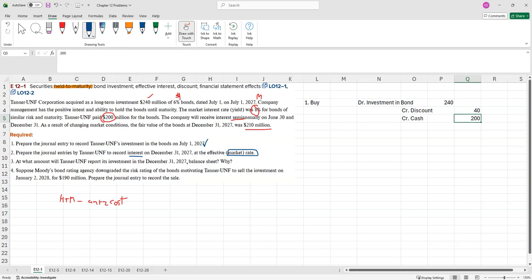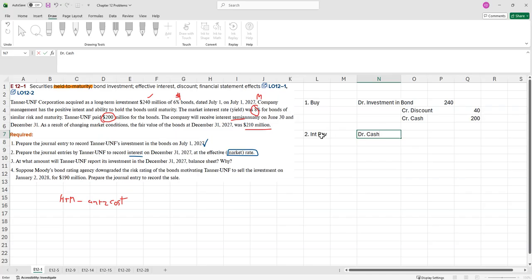They then say, can you prepare the journal entries to record interest at December 31st using the market rate? We're going to record essentially our interest revenue. So 2 is going to be interest revenue. Here, the actual journal entries: it's going to be debit cash for the amount of cash that we get based on the stated rate. It's going to be debit discount because we're going to amortize the discount, get rid of it, for the difference between the stated and market rate whenever we do the math for that. And then credit interest revenue. So that's the journal entries.